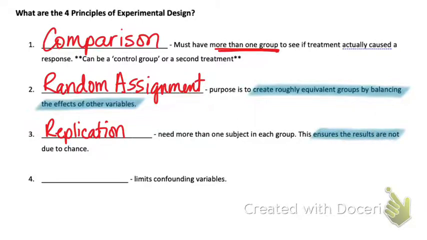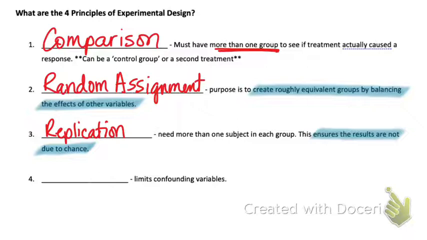This ensures the results are not due to chance. If I only give the candy to one person, what if by chance they did a really good job of guessing on that test? It had nothing to do with the candy, but chance allowed them to show that they did better on the test than normal. Well, that's not a good deal. So I need to make sure that it's more than one subject that gets the treatment.